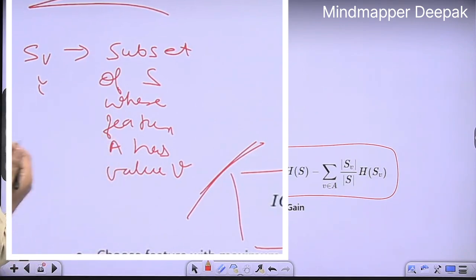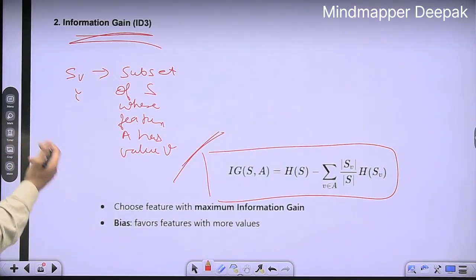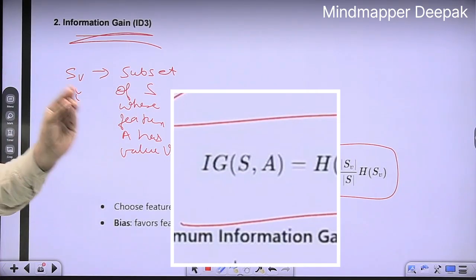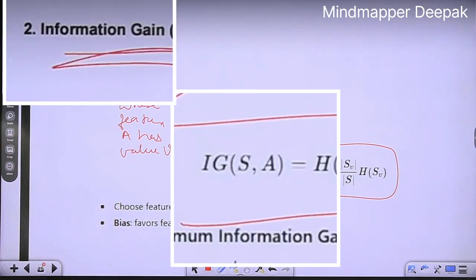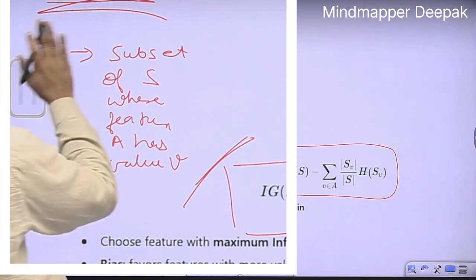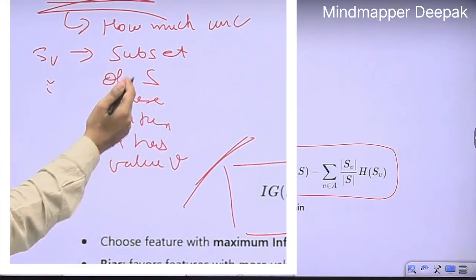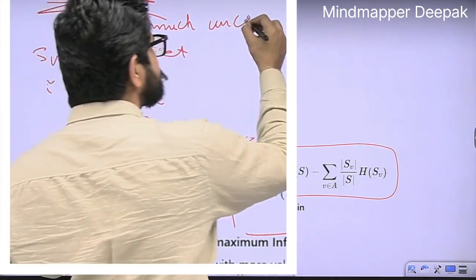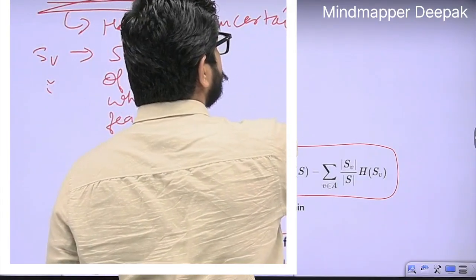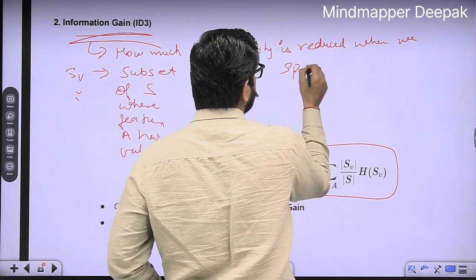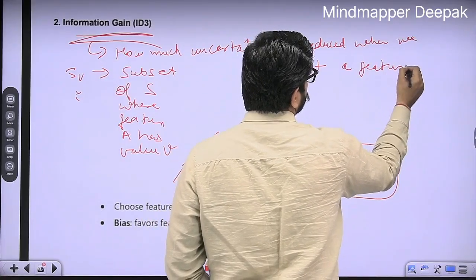So what does information gain basically measure? It measures how much uncertainty is reduced when we split on a feature A. How much uncertainty is reduced when a feature is split on A. You can write it here: information gain is how much uncertainty is reduced when we split on feature A. I hope you have written this.